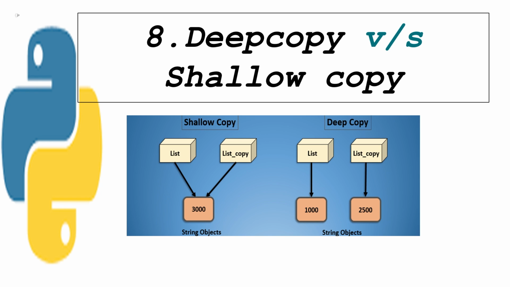From the given figure, the difference will become more clear to you. As you can see in the shallow copy, the same address is being assigned to both variables. As a result, changes done in the copied variable will be reflected back to the original one.